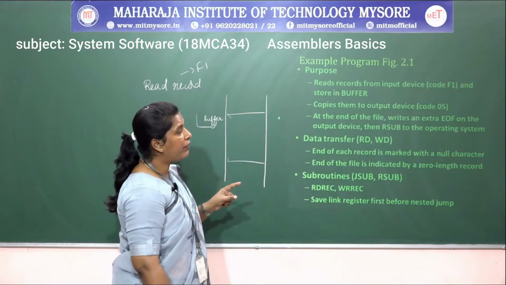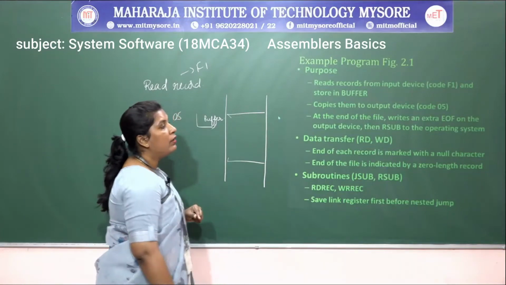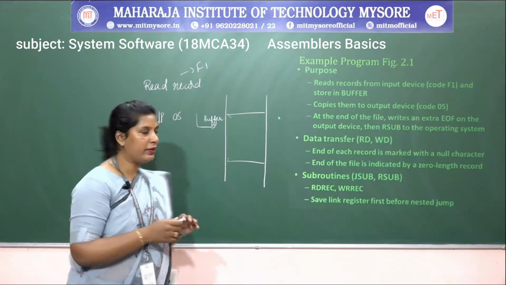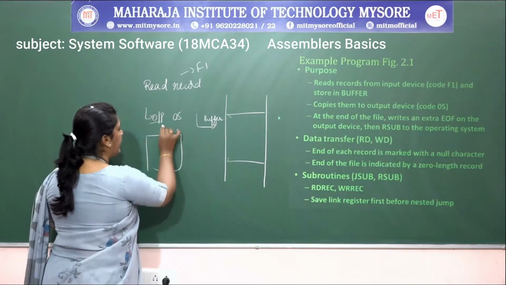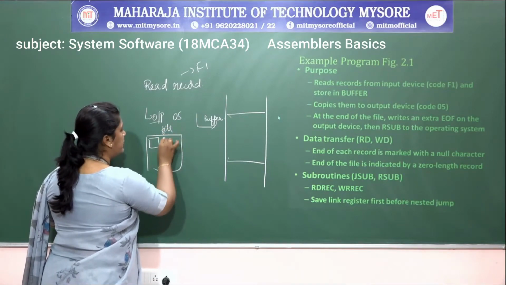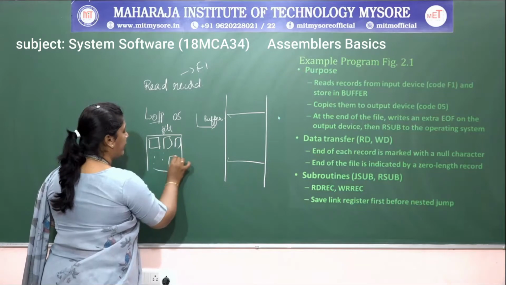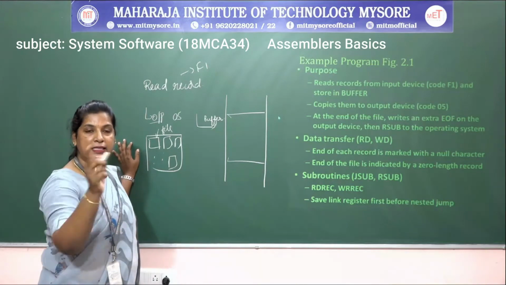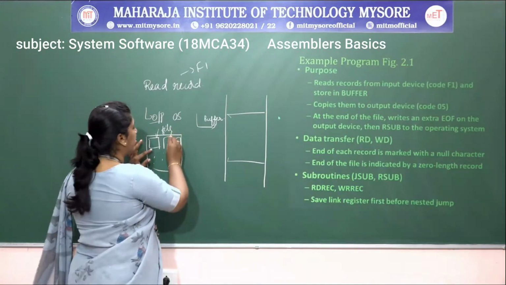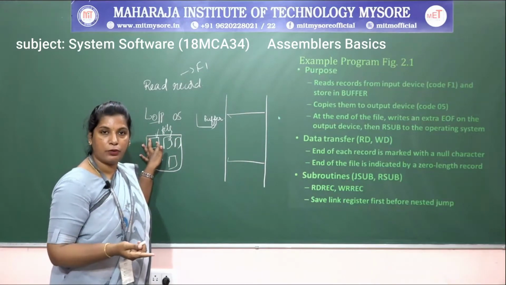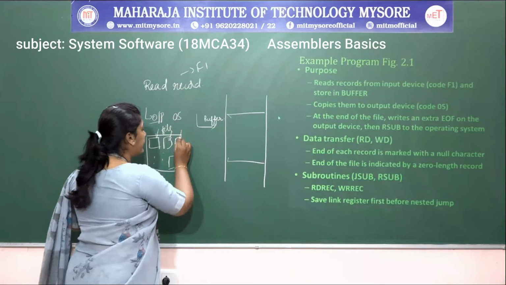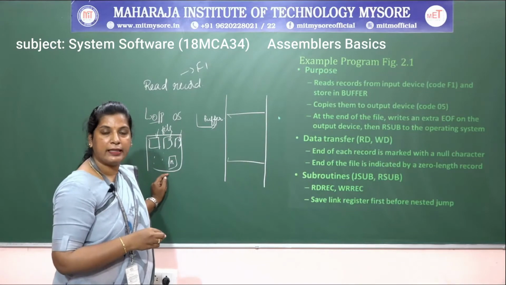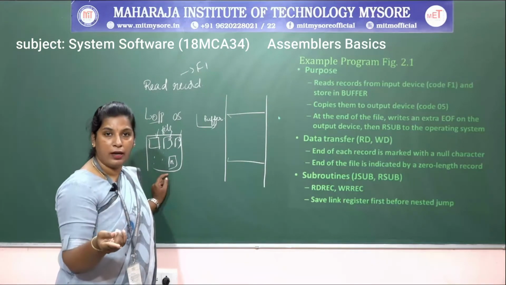At the end of the file, it writes an extra EOF on the output device, then exits to the operating system. What this program is doing is this: a file is nothing but n number of records. At a time I can read only one record. After reading the first record, I want to display the same record onto the screen. Again I read the second record and display it onto the screen. I read the third record and display it. After reading the nth record, I display the last record onto the output screen.